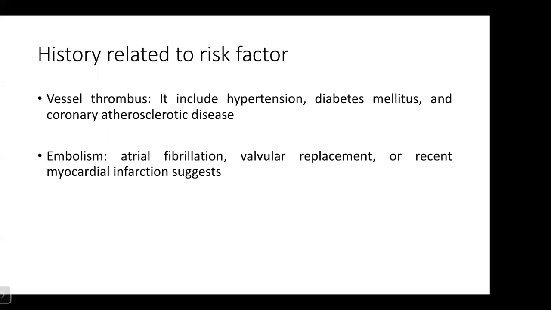History related to risk factors. By knowing the risk factors, we can guess which type of ischemia is present. If the patient has a history of hypertension, diabetes mellitus, and coronary atherosclerotic disease, then we can think that there is a thrombotic issue, so thrombotic ischemia may be there. If the patient has a cardiac issue like fibrillation, valvular replacement, or a recent myocardial infarction, then we must think that it may be an embolic stroke.